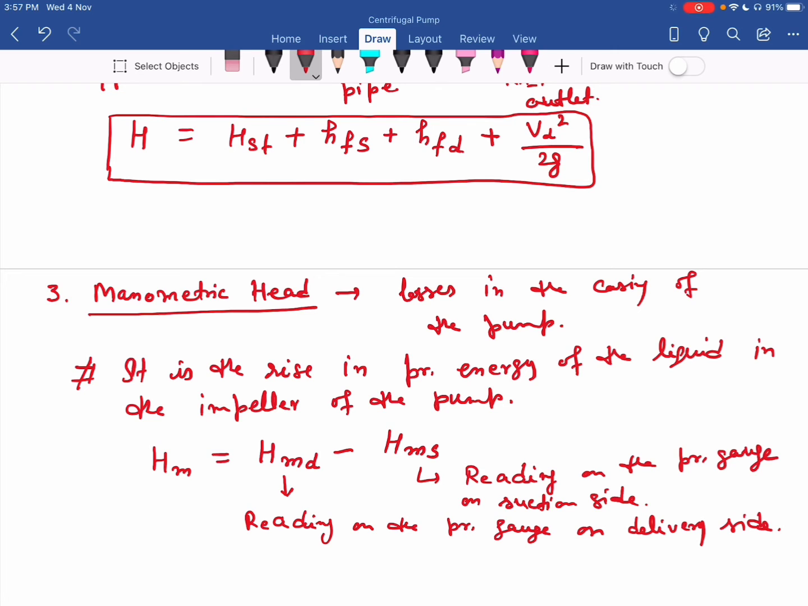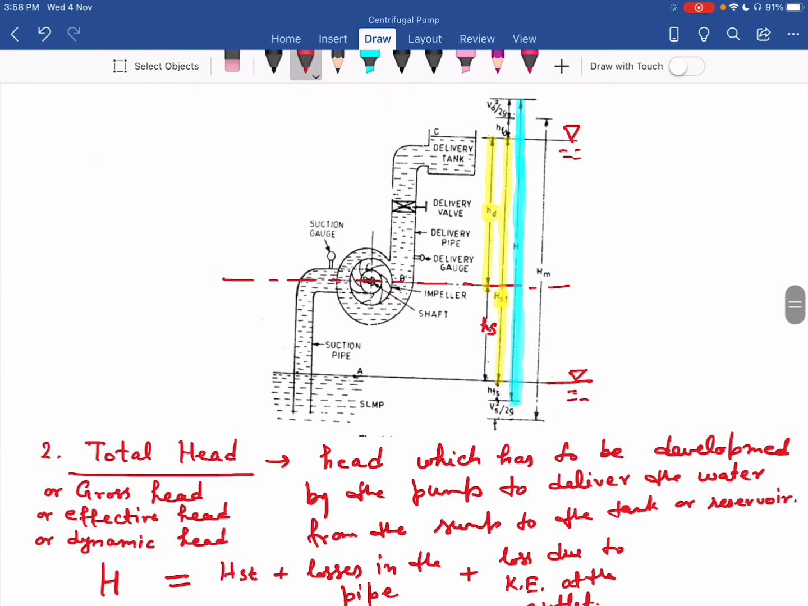Now I want to see what is the formula for this, what are the various heads included in this manometric head. So for that, I apply Bernoulli's theorem. First I apply Bernoulli's equation at point B. So you can see here I have a point B over here.